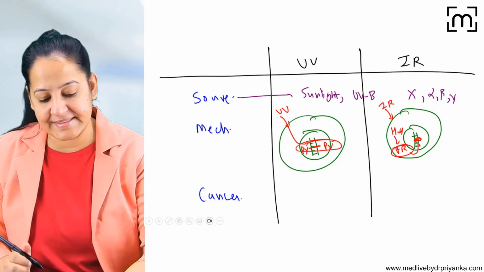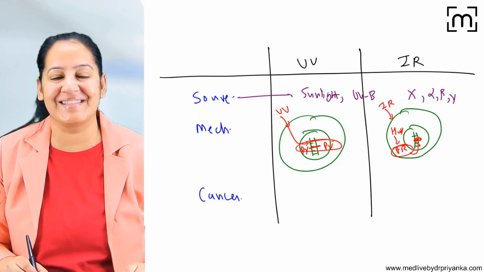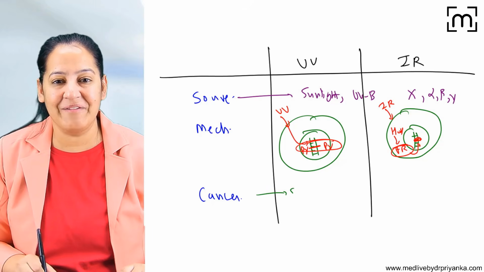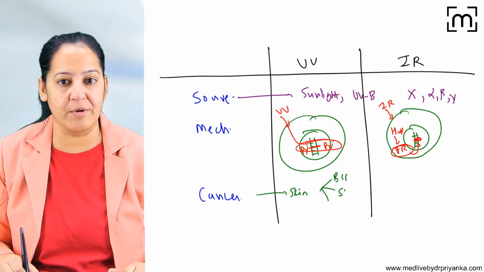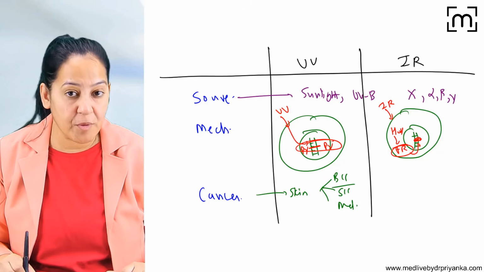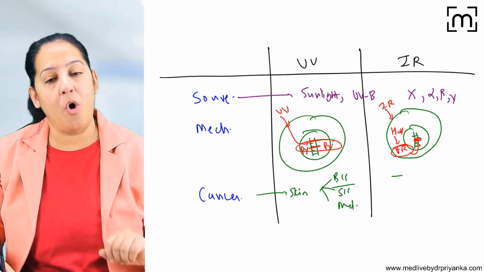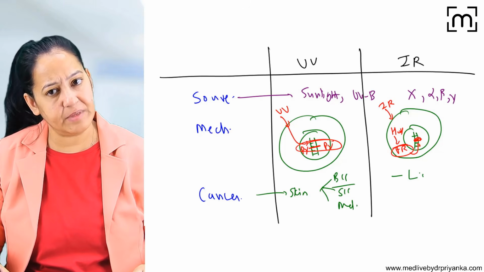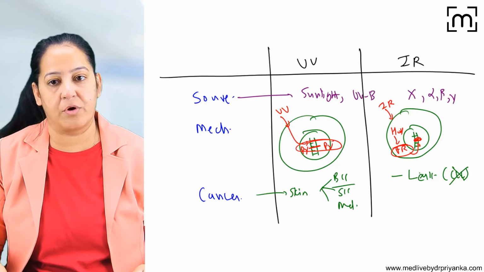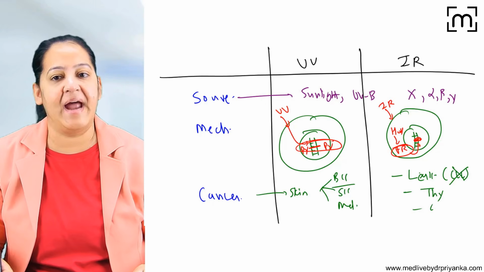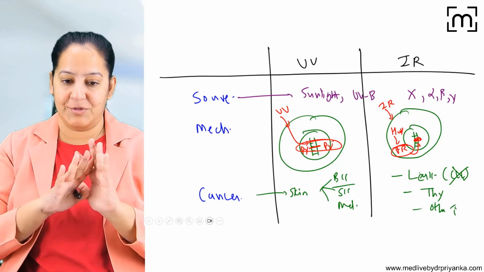Now tell me the cancers. Can you enumerate the cancers, please? Which cancers does it cause? UV causes only one cancer, skin cancer. There are 3 types of skin cancer: basal cell carcinoma, squamous cell carcinoma, and melanoma. Most common is basal cell carcinoma. IR causes all leukemias, that is blood cancer, all leukemias except CLL. CLL is not caused. And all thyroid cancer and others. In others, there is a big list. So that's all about it.